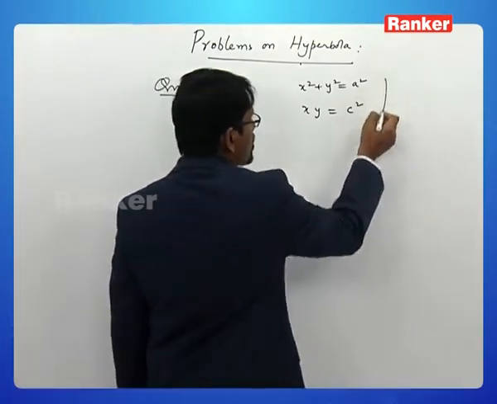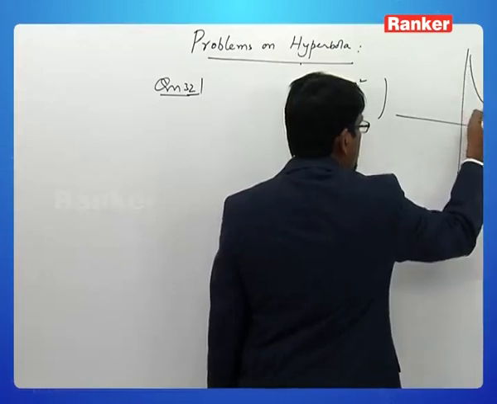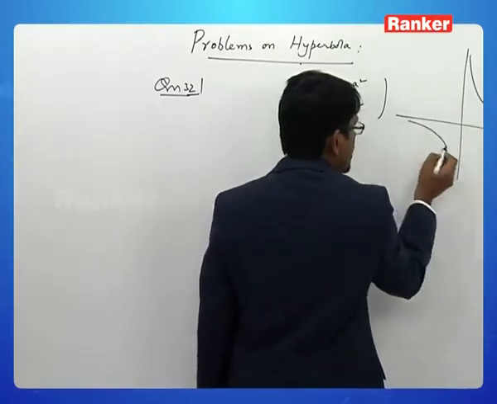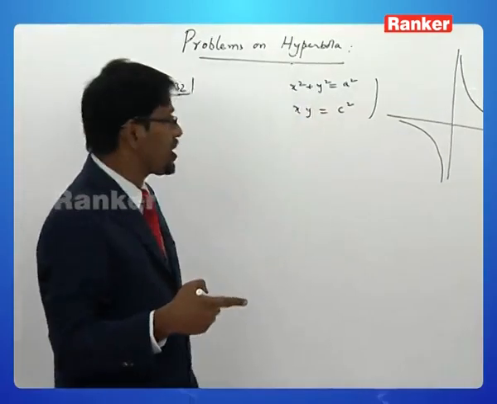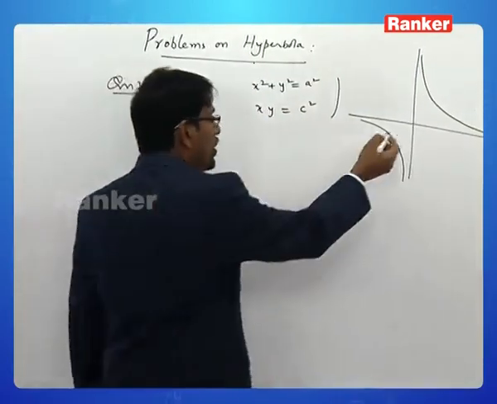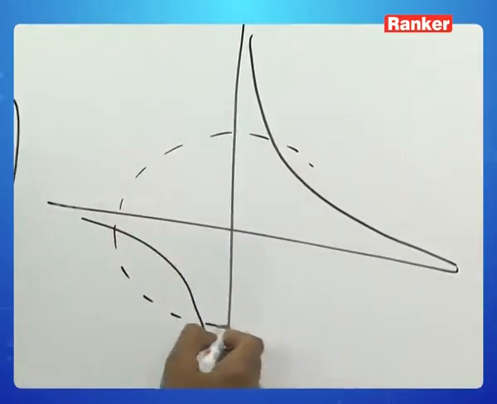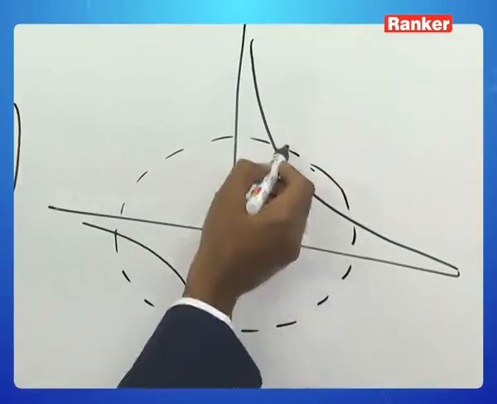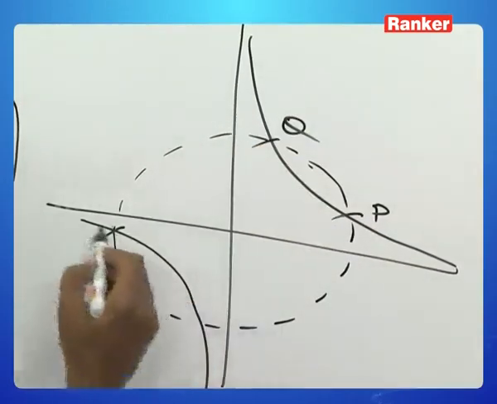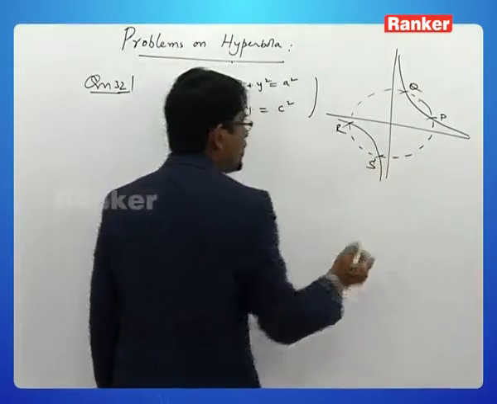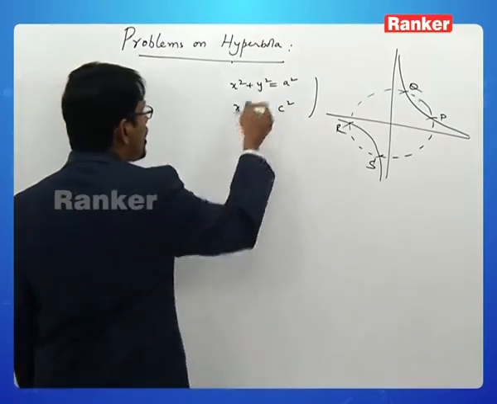Let's solve this too. xy equal to c square is a rectangular hyperbola whose graph looks like this. X square plus y square equal to a square is a circle with the center as origin. So now this circle is meeting the hyperbola in 4 points. That's what is given to us. So this may be P, this is Q, and this is R, and this is some S. Okay, the situation is like this. Now let us solve this too.